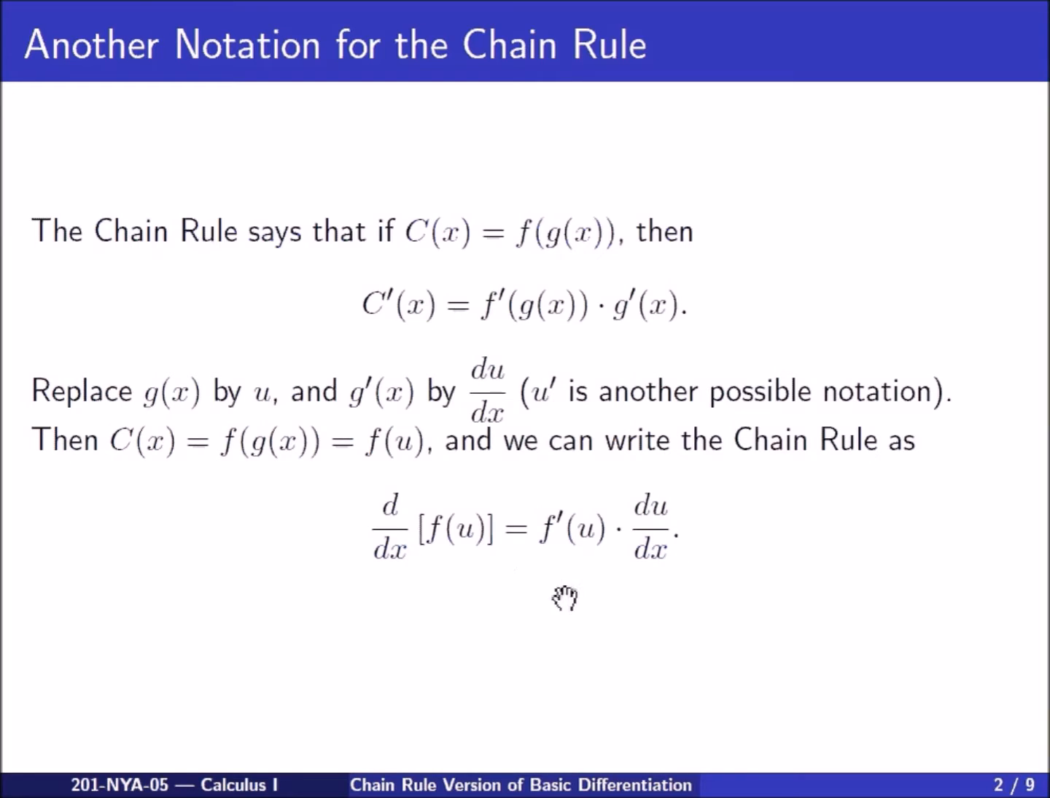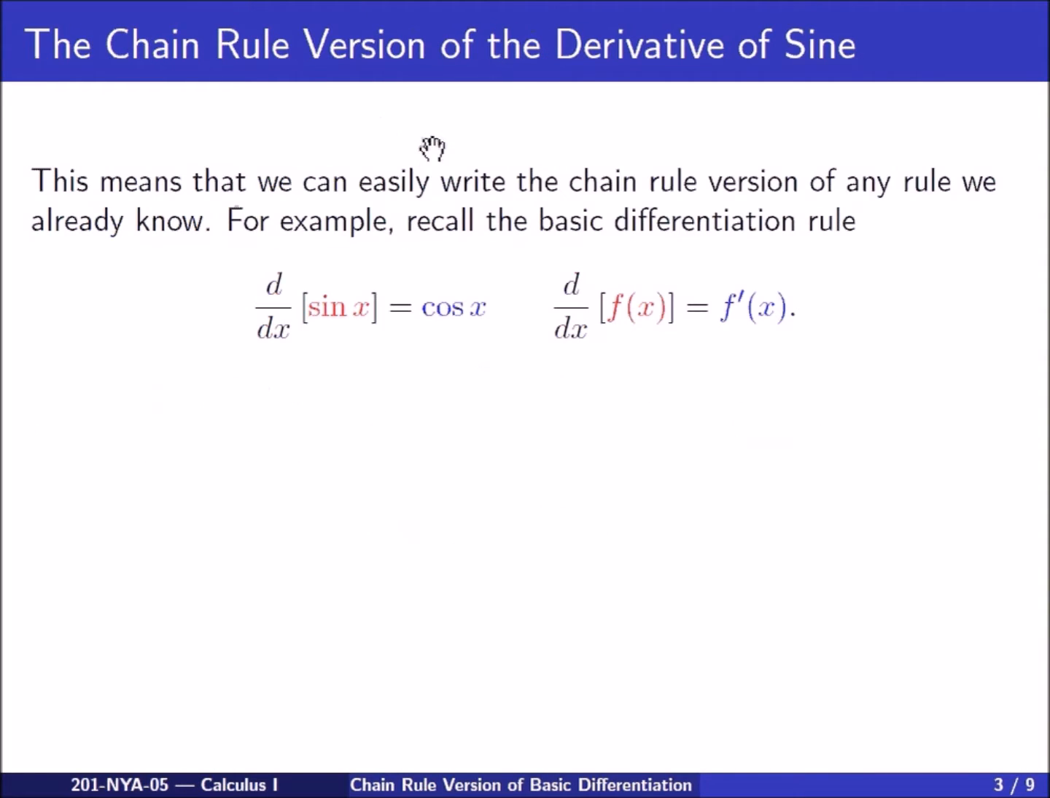So I prefer the chain rule written in that way, and I'll show you that I prefer it because it allows us to write any basic differentiation rule quite easily in its chain rule version. So for instance, take the basic differentiation rule that says that the derivative of sine of x is cos of x. Notice that this basic differentiation rule is just in the form the derivative of some function f of x, let's say, and on the right hand side I've got the derivative f prime x.